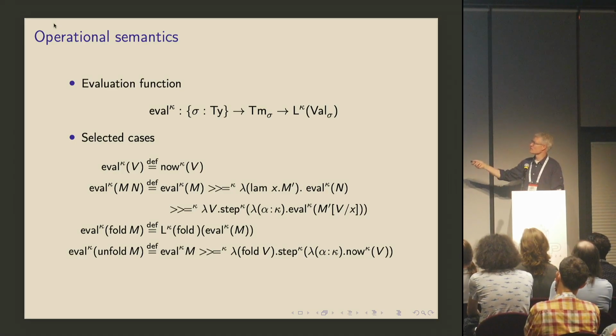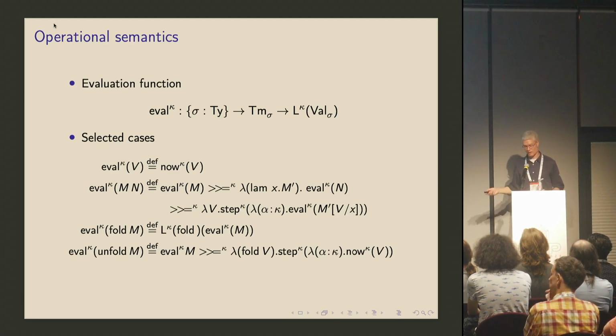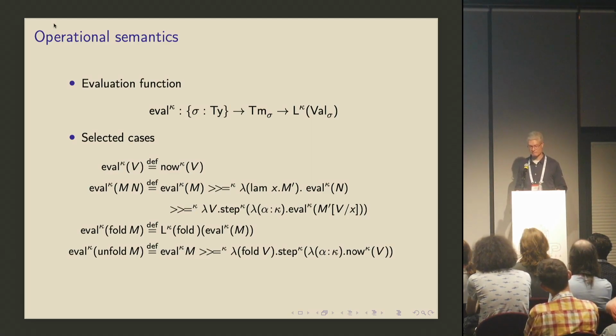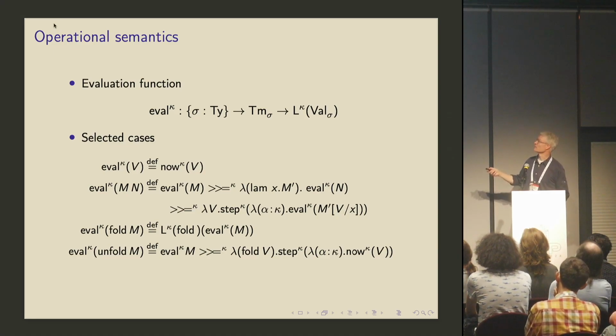With fold, once I evaluate m here and get the result out, I just put a fold in front of it. With the unfold, I essentially just need to take a fold off once I get a value out. But I do delay this by a step, and this is just to make a few things easier. But this step here is crucial for the well-definedness of this evaluation function.